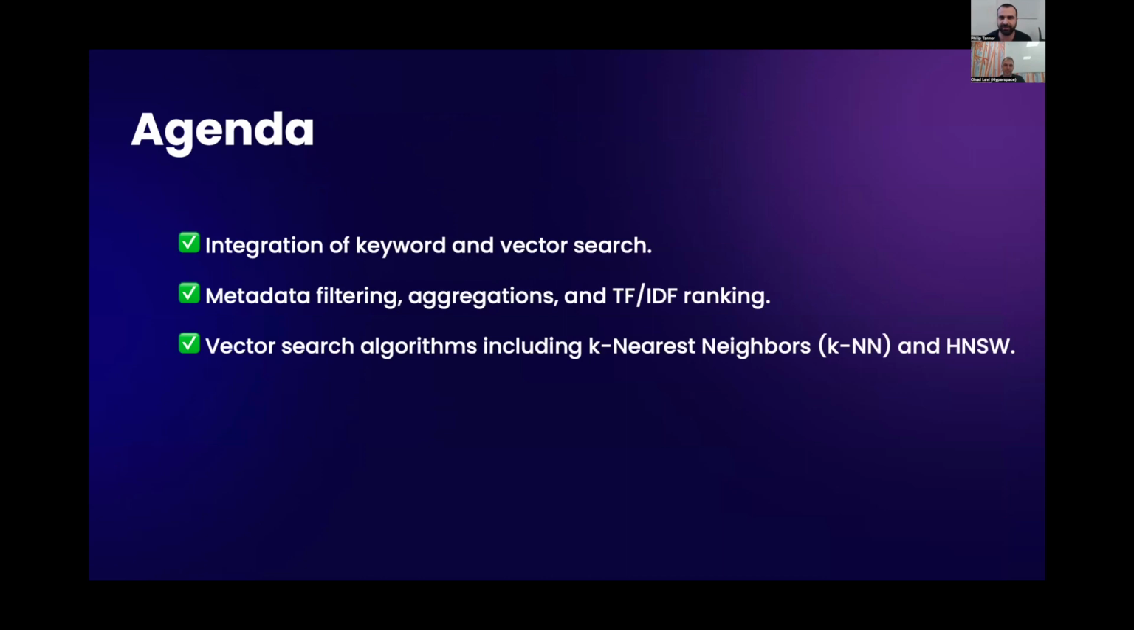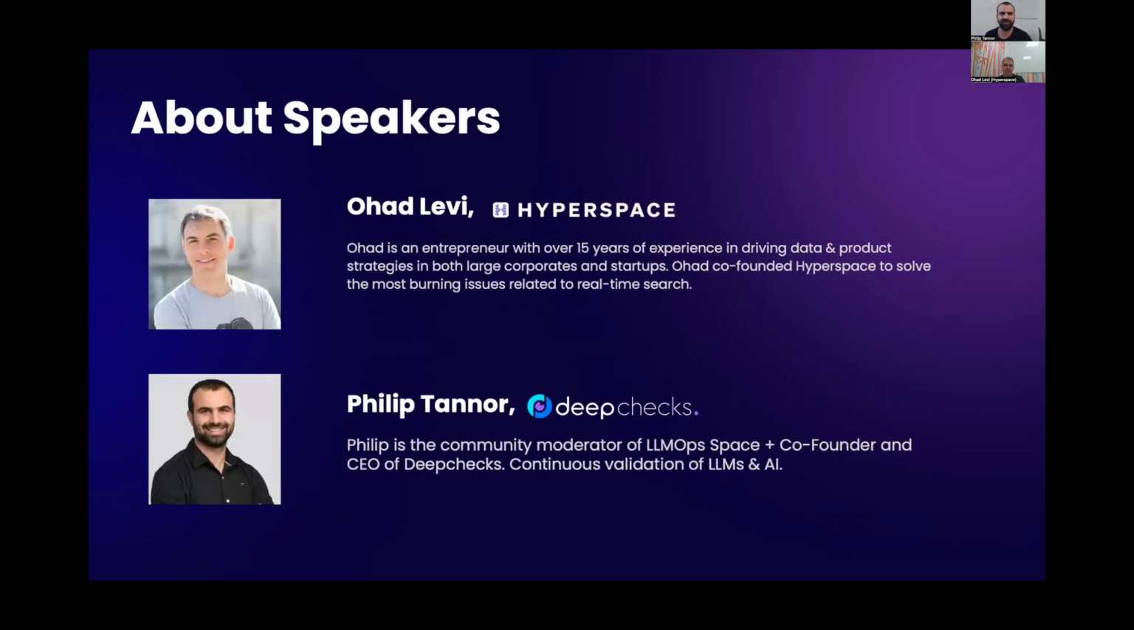Let's talk a bit about the agenda for today. We're going to talk about keyword and vector search, and how it integrates within your workflows, about metadata filtering, aggregations, and something I think many of you have heard before in the context of general NLP, which is ranking based on TF-IDF, but we'll see it in a more concrete context of search, and some vector search algorithms, including KNN, et cetera.